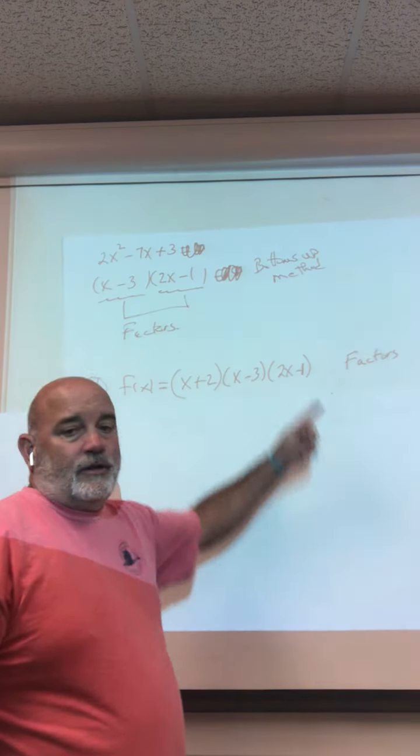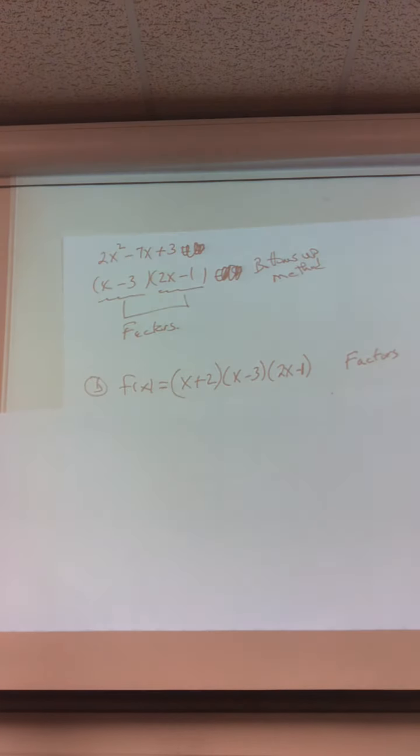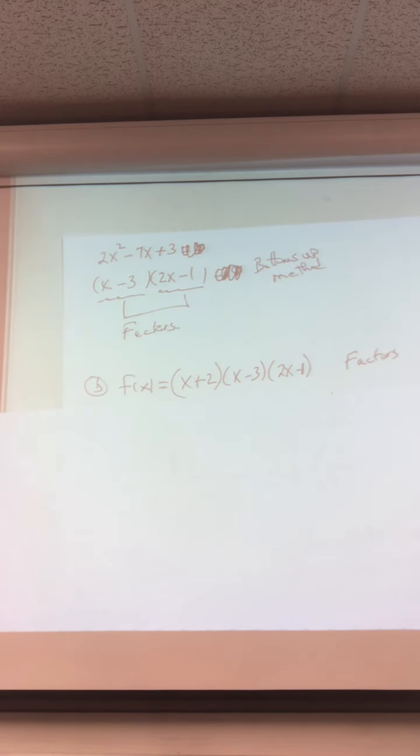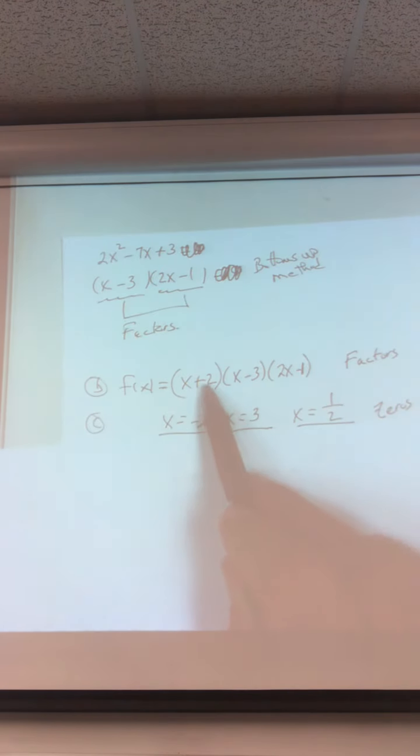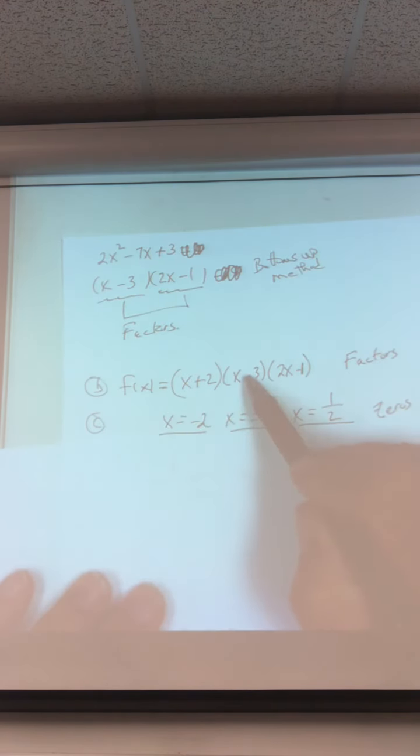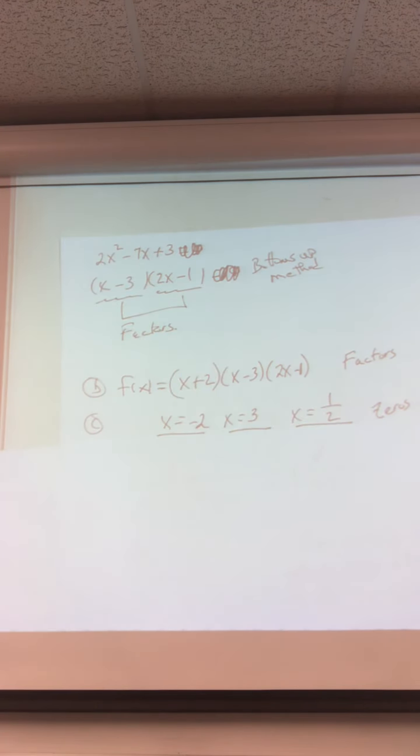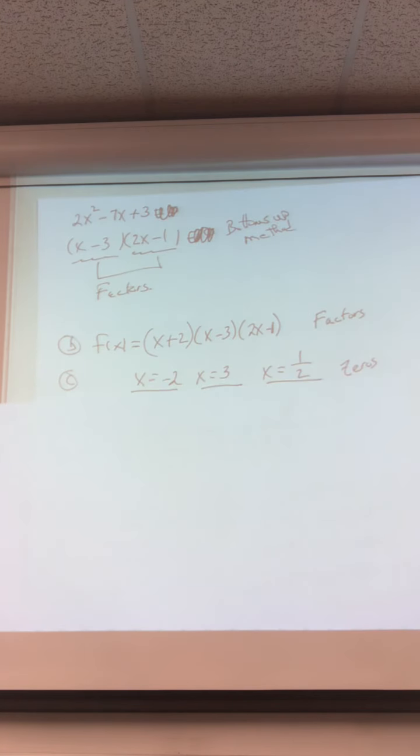All right, what are the zeros? The zeros are, if you set this equal to 0, it's -2. If you set this equal to 0, it's positive 3. And if you set this equal to 0, it's 1 over 2. Those are your 3 zeros. All right, what did I tell you to do to those 3 zeros? Put them on a number line where they go.